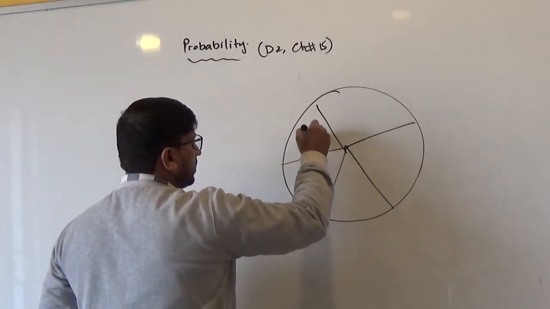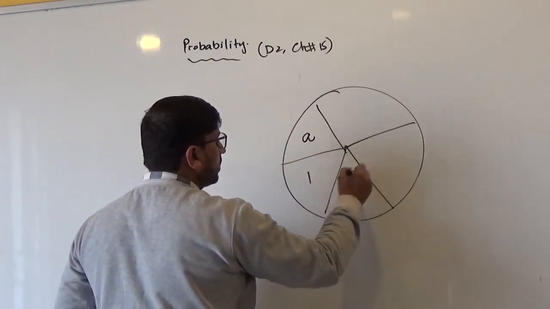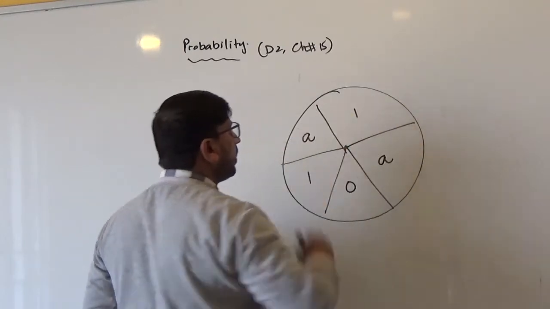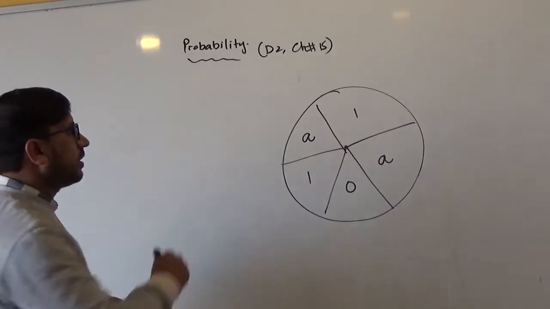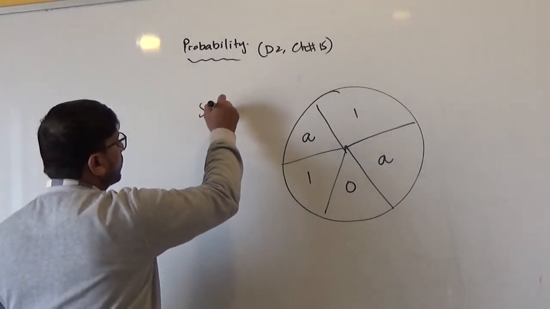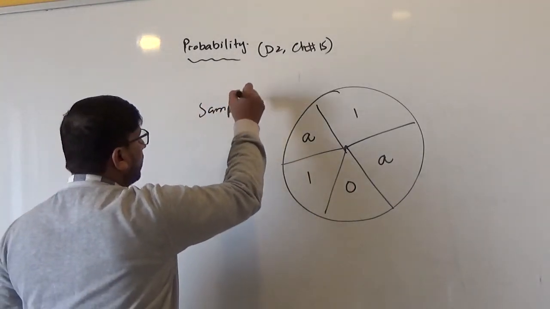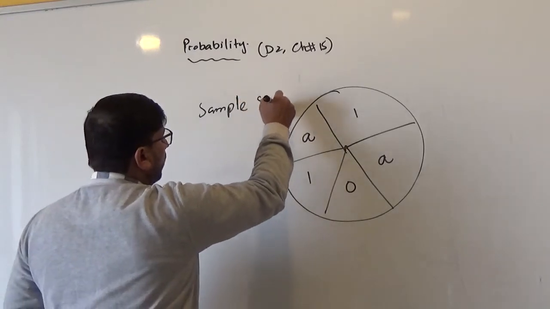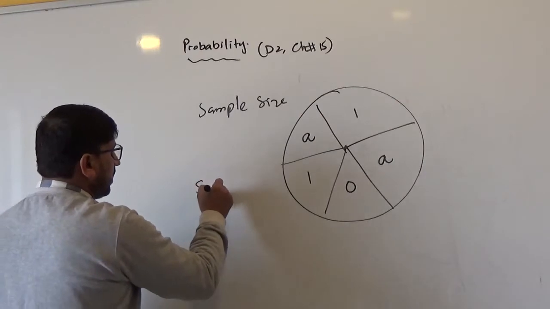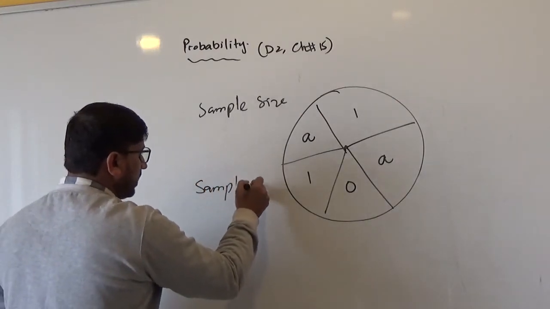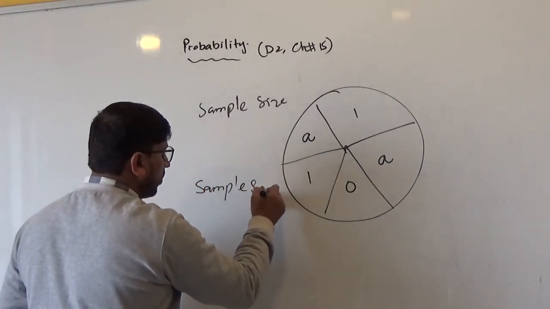I am given over here a few values: A, 1, 0, A, 1. Suppose this is the spinner I am given. My very first question is, what is the sample size of the spinner? If you remember the first part of the video, we discussed the difference between sample size and sample space. Meaning over here, the sample size and sample space of the spinner.